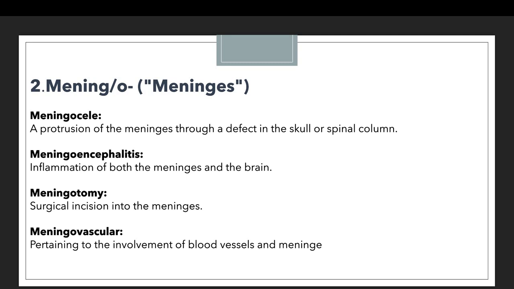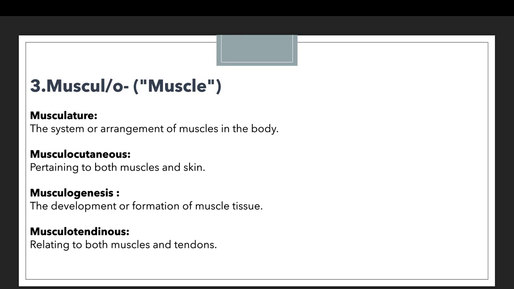Now we will look at the third prefix, which is muscul or musculo. Muscul or musculo prefixes are used in order to denote muscles. Okay, so like its name even suggests, it is used for muscles, right? So just look at the examples. The first example is musculature. Musculature means the system or arrangement of muscles in the body. The system or arrangement of the muscles in the body is known as musculature.